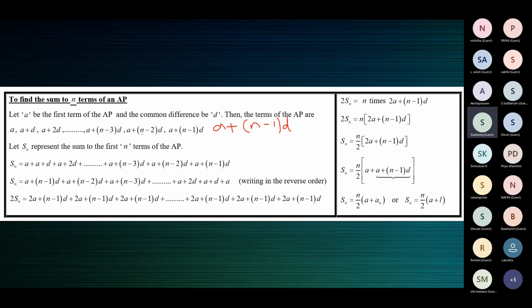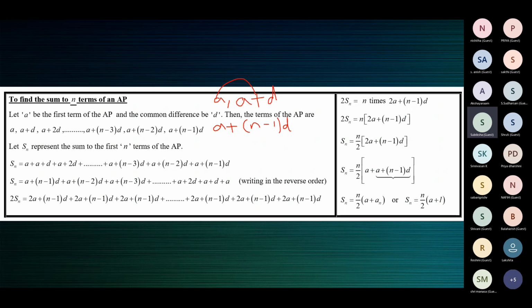To get the next term, you'll have to add the common difference. To get the previous term, you'll have to subtract the common difference. The next term will be A plus nD, then A plus (n plus 1) into D, (n plus 2) into D, and so on. To get the preceding term, when A is the first term, A plus D is the second term.